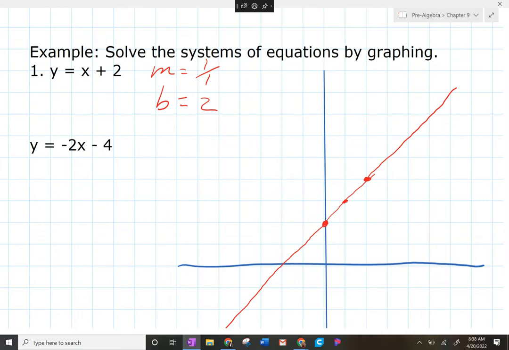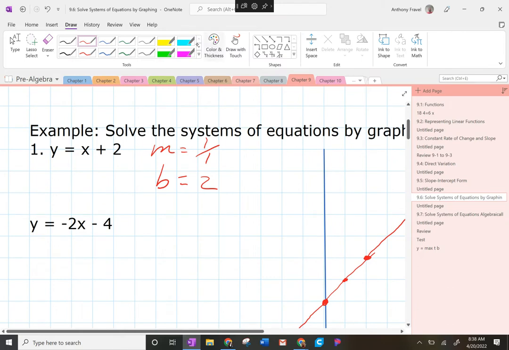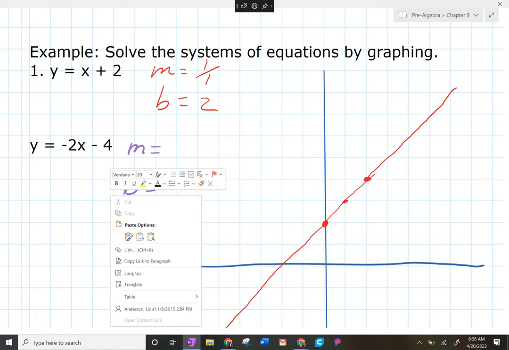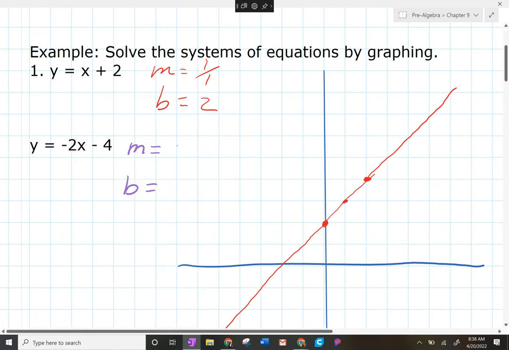For my next one, I'm going to choose some different colors just to make sure that you can see the difference in these lines. For this next one, I've got y equals negative 2x minus 4. What is my m value for that one? Negative 2 over 1. What is my b value? Negative 4. I love it.